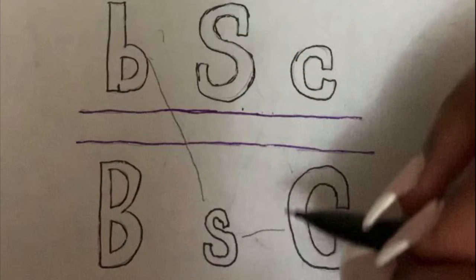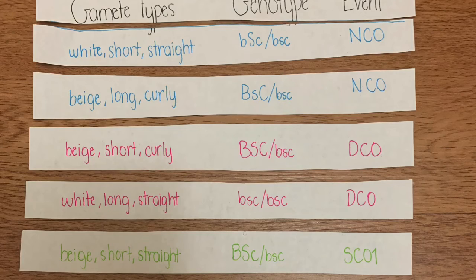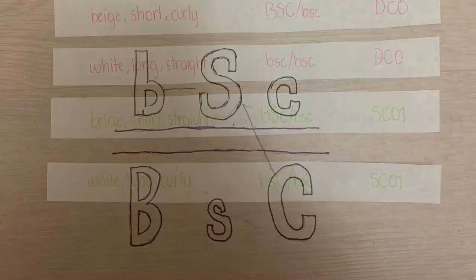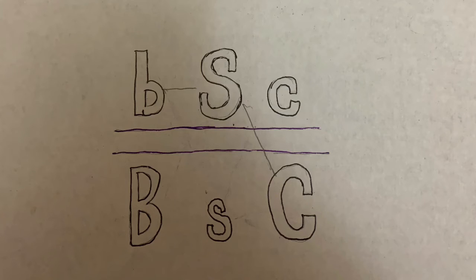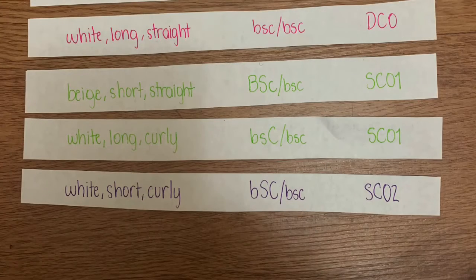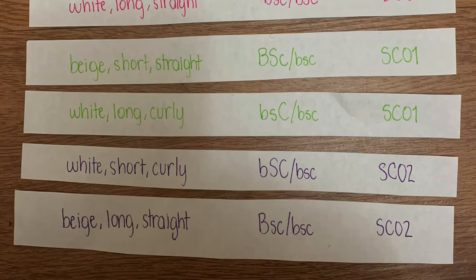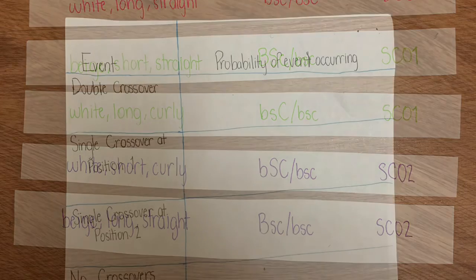In a single crossover at position 1, we would get gamete types beige short hair with straight whiskers and white long hair with curly whiskers. And in a single crossover at position 2, we'd get gamete types white short hair with curly whiskers and beige long hair with straight whiskers.